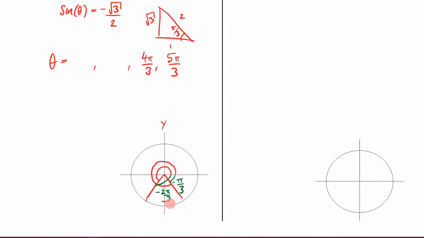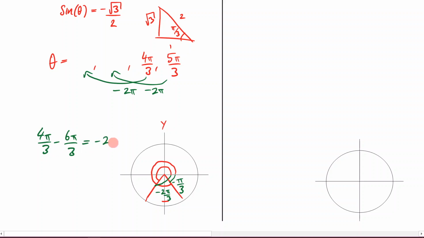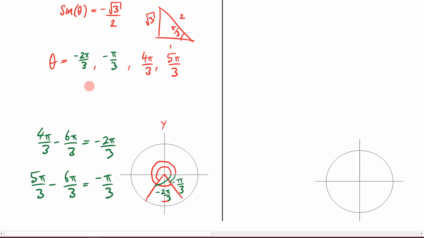But if you wanted to, another way to go about these would be to subtract 2 pi here, and subtract 2 pi here to get those. So if I take 4 pi on 3 and subtract 2 pi, which is 6 pi on 3, I'm going to get negative 2 pi on 3, which is what I said we got down here. And if I took 5 pi on 3 and subtracted 6 pi on 3, I'm going to get negative pi on 3, which is what you'd get there. And those are our answers. So that's how we approach it. Perfect.